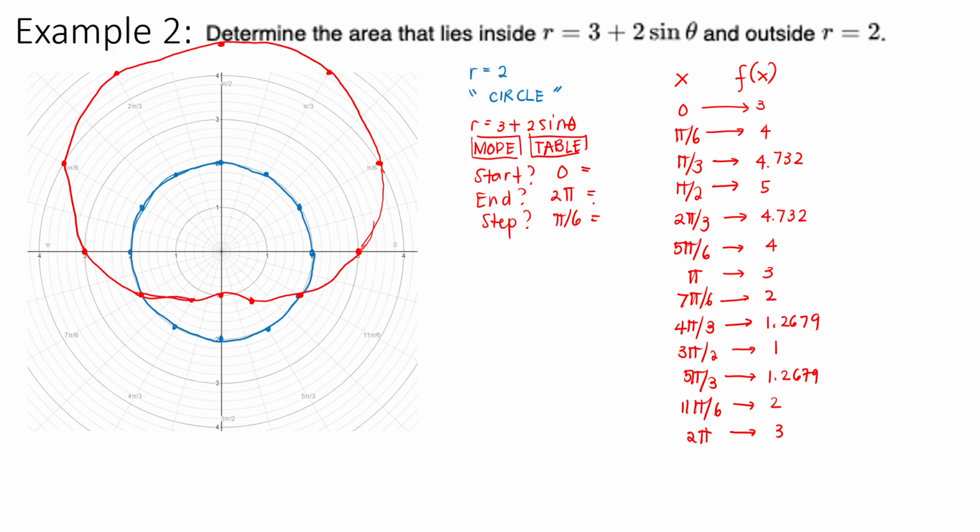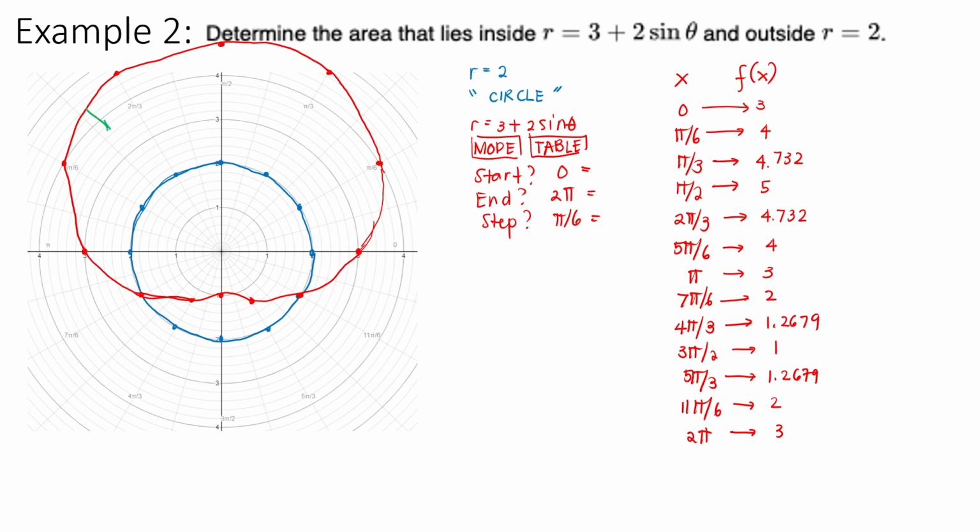Okay, so that will be your graph. Again, the red graph is r equals 3 plus 2 sine theta. Then the blue graph is the circle. So the region is inside r equals 3 plus 2 sine theta, but outside r equals 2. So the area that is being talked about is this region.